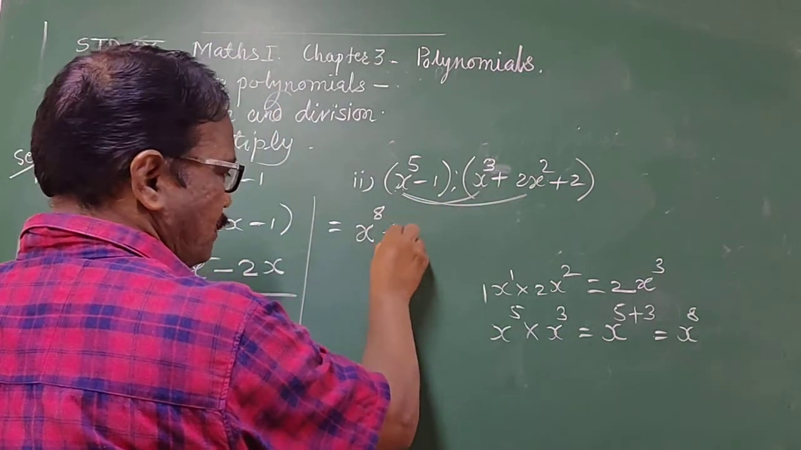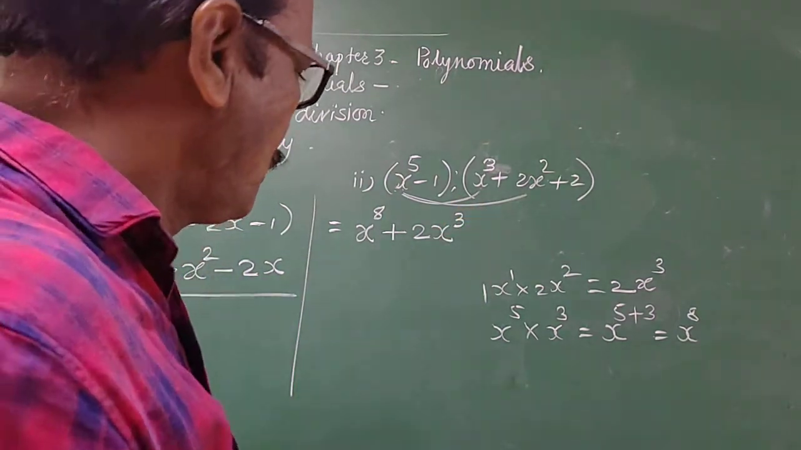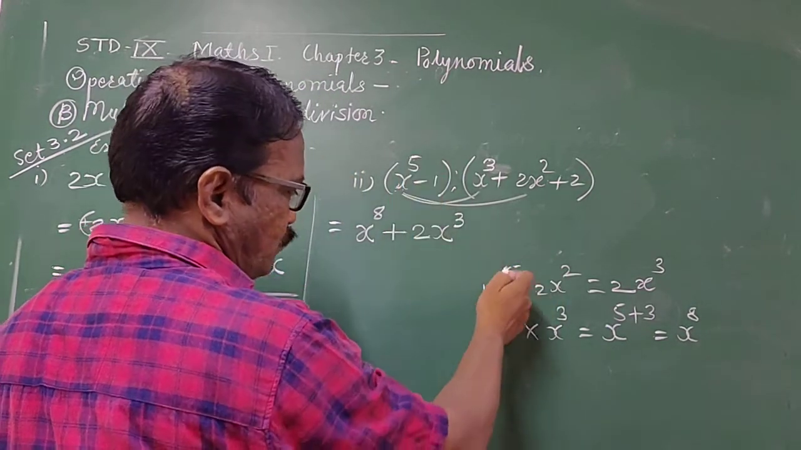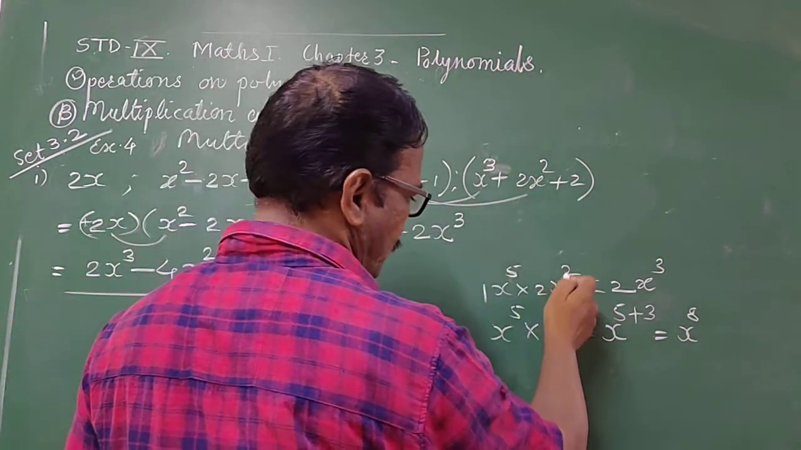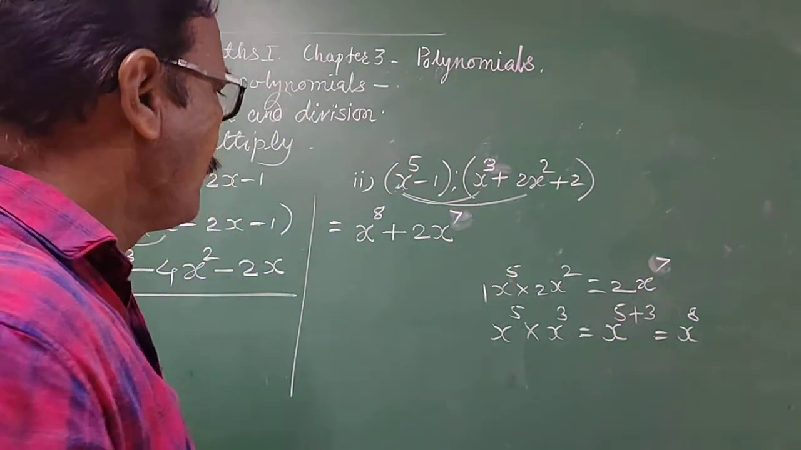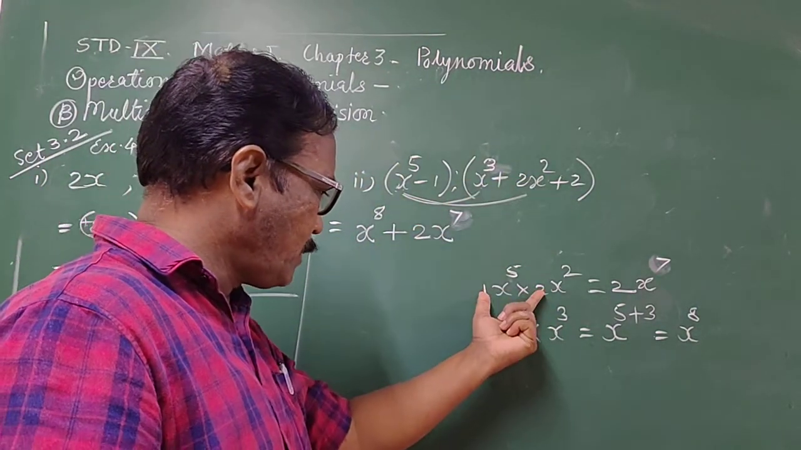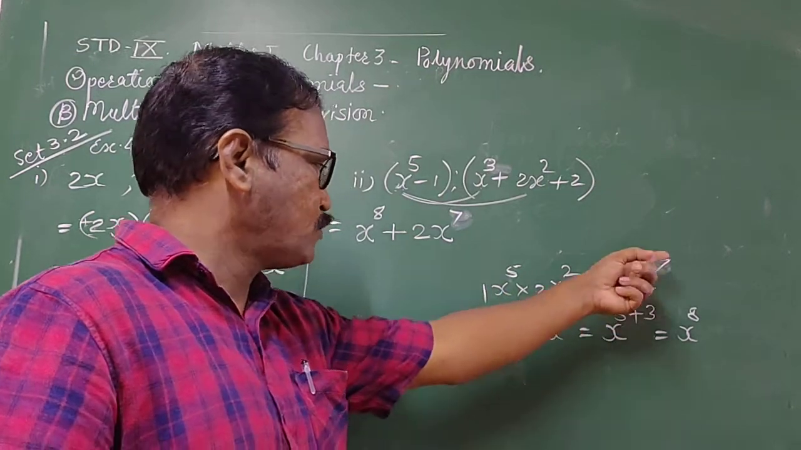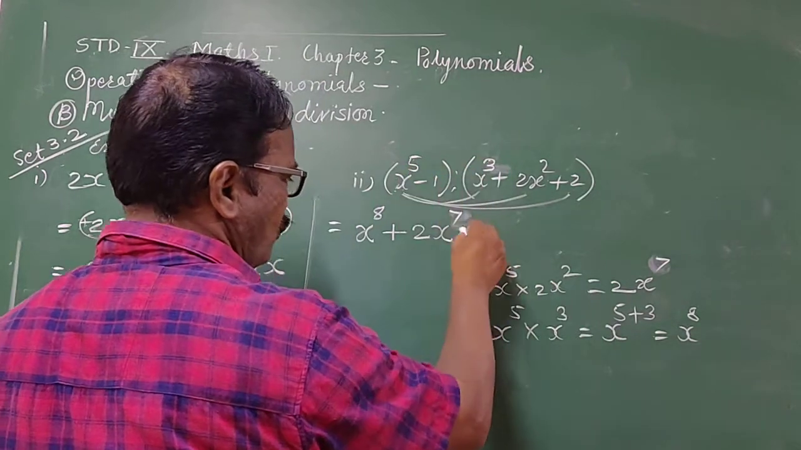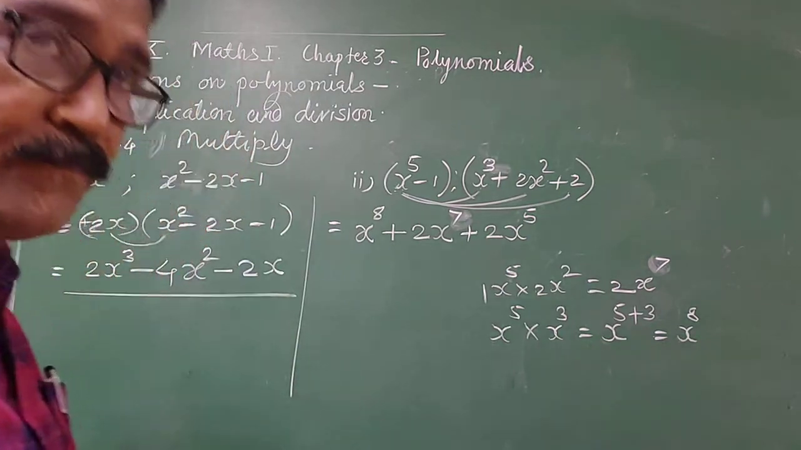So plus 2x cube. Now x raised to 5 and 2x square, so it is x raised to 7. x raised to 5 multiplied by 2x square, and the product is 2x raised to 7. And the last term is multiplying 2 by x raised to 5.